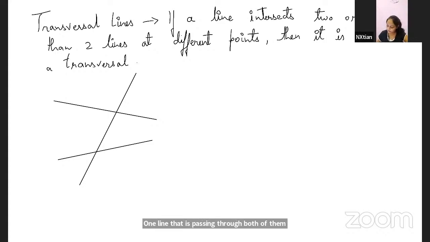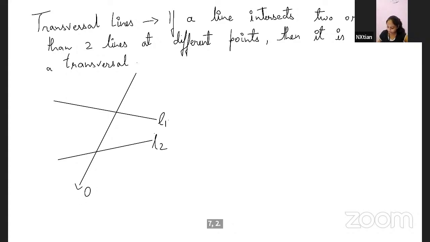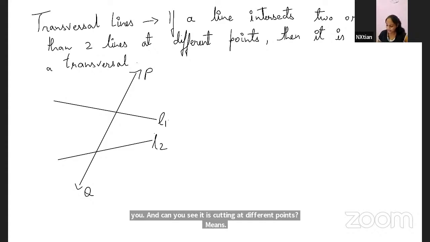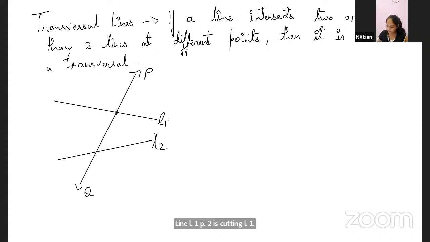Let's name them all. This is line L1. This is L2. And the transversal is PQ. Can you see it is cutting at different points? PQ is cutting L1 at this point, which we will name point R. And PQ is cutting L2 at this point, which we will name point S. So PQ is my transversal, which is cutting line L1 at point R and line L2 at point S. That is why we wrote that at different points.